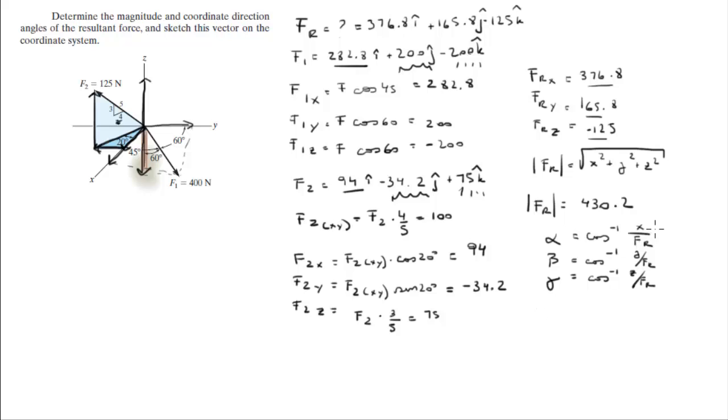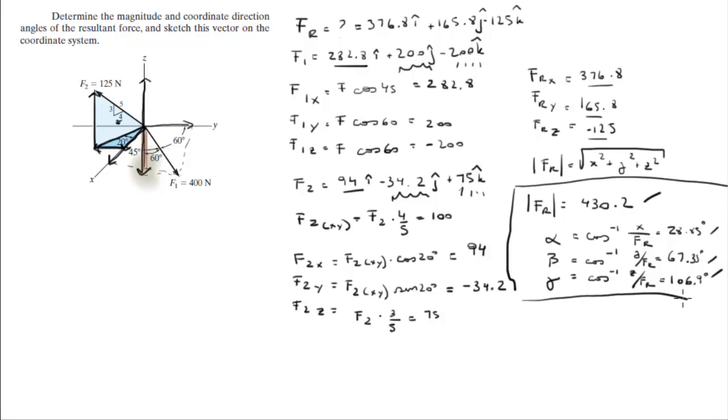And the angles come out to be 28.85 degrees, 67.33 degrees, and 106.9 degrees. These are the coordinate direction angles. This is the magnitude. Final answer.